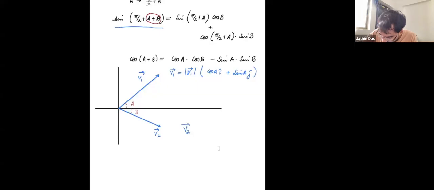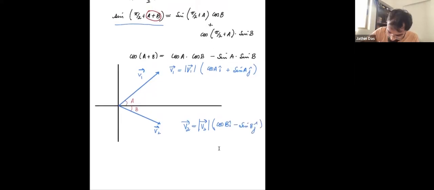Like that, V2 vector, how will you write? V2 magnitude, cos B will be in the positive x direction, sin B will be in the negative y direction. It will be cos B i cap minus sin B j cap. Is this clear? Okay. Now I'm taking V1 dot V2. You know that dot product is basically the product of the magnitudes into cos of the angle between the two vectors. You started vectors in 12th? Okay, then it's easy for you. Then you can relate.